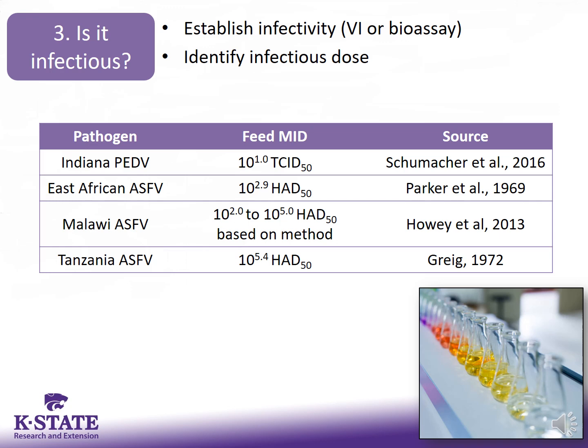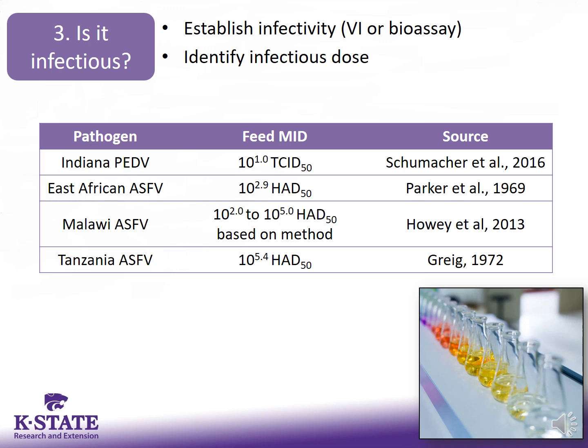We know the minimum infectious dose of PEDV on day 0. That was reported by Schumacher and others in 2016 and reported to be very low. It's 10 to the 1 TCID50. That's a very low infectious dose. Not very many cells or particles of virus are necessary to cause disease.